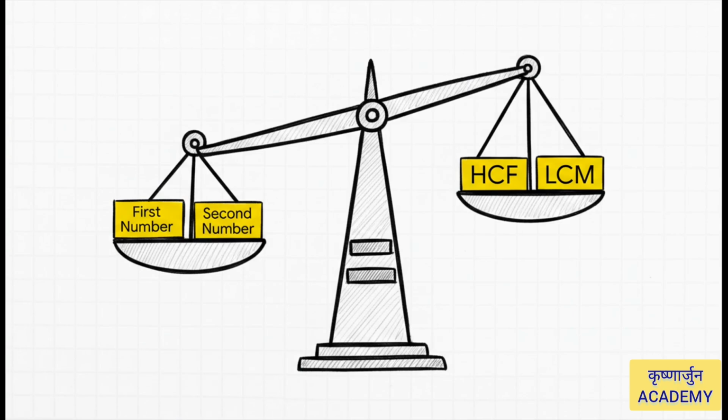On one side, you multiply the two numbers together. On the other side, you multiply their HCF and their LCM. And guess what? They are always equal. It's not just a party trick. It's a deep truth about how numbers work.